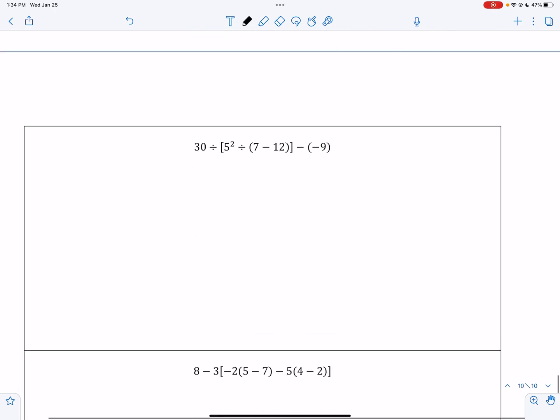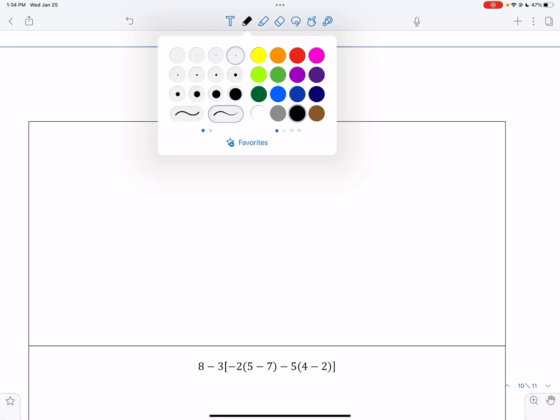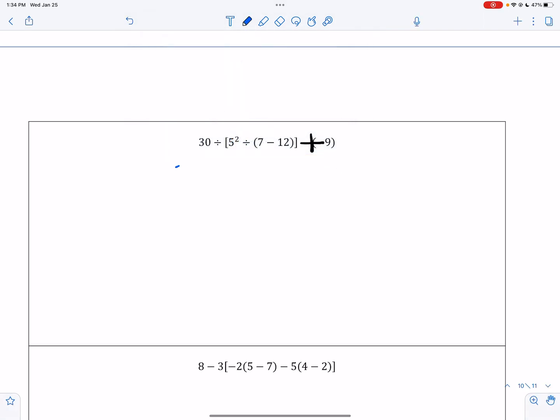Okay, got just a few more here. So in this one, I've got brackets, I've got parentheses inside the brackets, and I'm also subtracting a negative. So I would probably go through and take care of that. Then I would write my 30 divided by, I would take care of my exponent. 5 squared is 25. And then I would go ahead and take care of 7 minus 12, which is negative 5. And then I've got plus 9 over here.